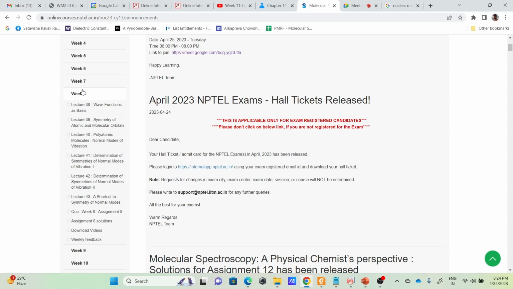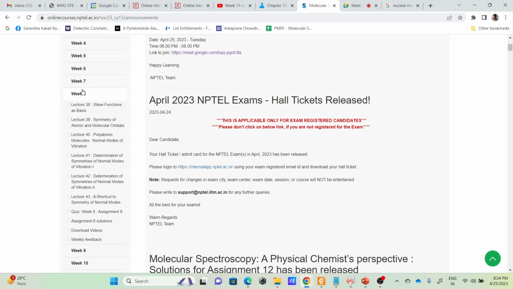N is the total number of atoms in a molecule, and it consists of 3 translational motions and 2 rotational motions if it is a linear molecule. If it is not a linear molecule, then it will have 3 rotational degrees of freedom. So for the vibrational motion, it will have 3N minus 5 in the case of a linear molecule, and 3N minus 6 in the case of a non-linear molecule. These are the total vibrational normal modes.